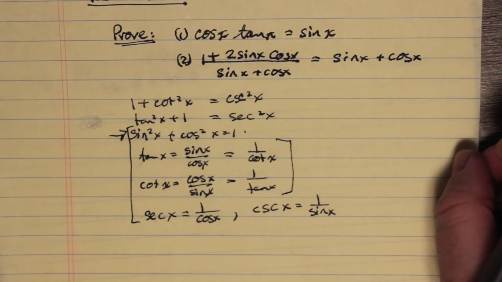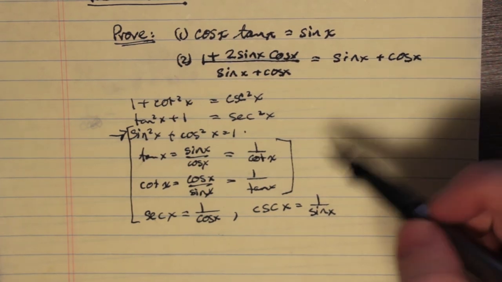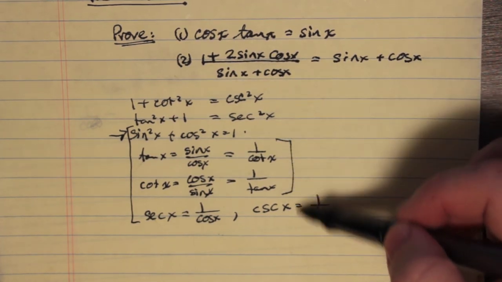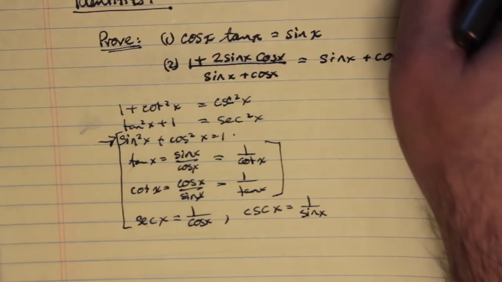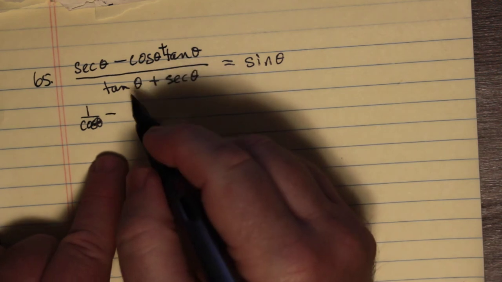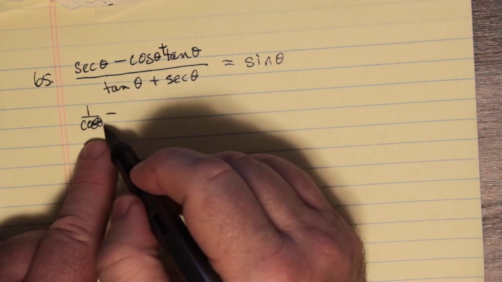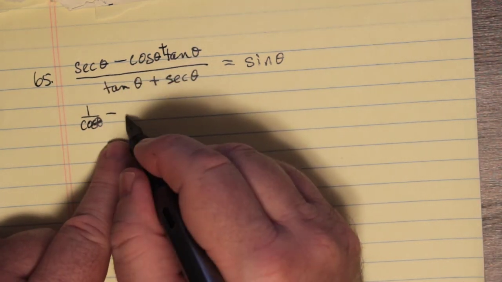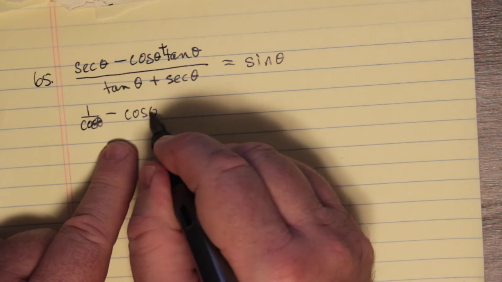I remember that when I was young and when I was in grade 12, I couldn't stand memorizing stuff. But I did a lot of trig proofs. And I found that over time, I just remembered these. I didn't have to. They just came automatic. I didn't have to think about them anymore. So anyway, secant is 1 over cos theta. And minus cos theta, that doesn't have to change.